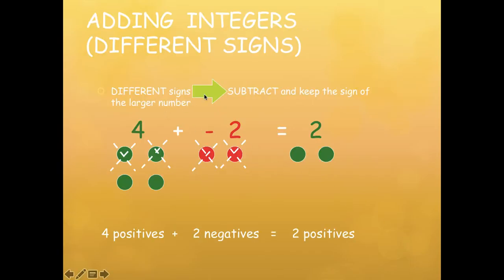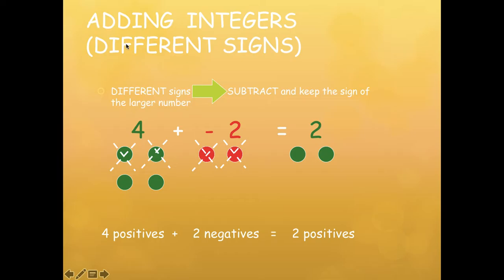Now we have different signs, and what is the rule for different signs? DSS means different signs subtract. Whatever the numbers are, just subtract, because we have different signs. We have one positive integer and one negative integer, and when we add them we have to subtract and keep the sign of the larger number. This is an important point over here. We have to keep the sign of the larger number.